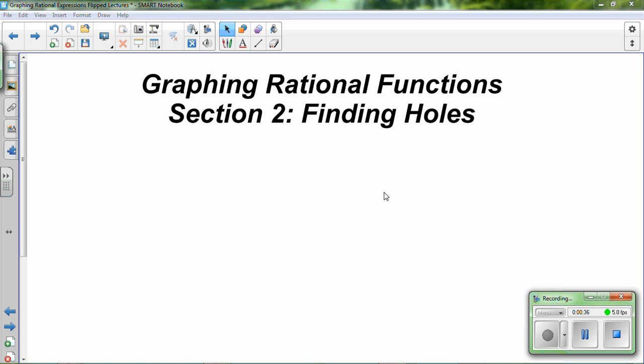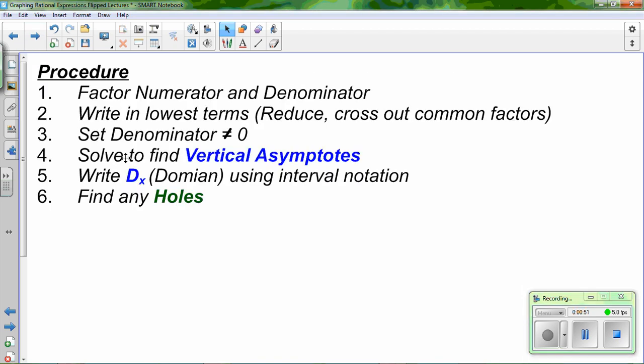And that common factor that crosses out is still a restriction on the domain, but it's not a vertical asymptote. And in fact, what it is, it's a hole. And so that's where this comes in. So we'll see that here. Now, our first slide is what we already had in our notes.